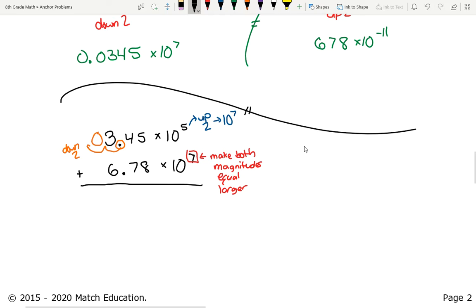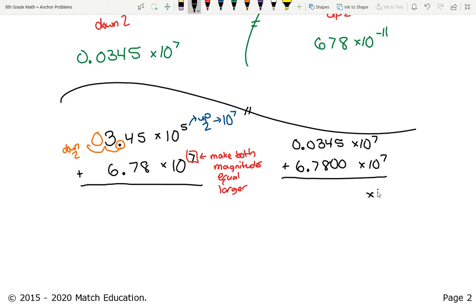So this then becomes 0.0345 times 10 to the 7th plus 6.78 times 10 to the 7th. Now we can add. You keep the 10 to the 7th, 5, 4, 11, 8, and a 6. 6.8145 times 10 to the 7th.